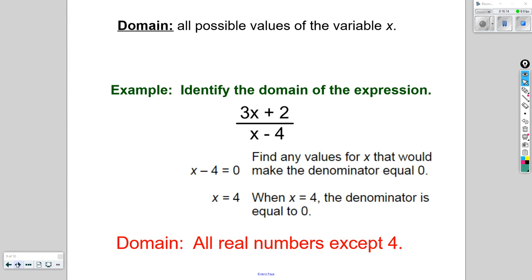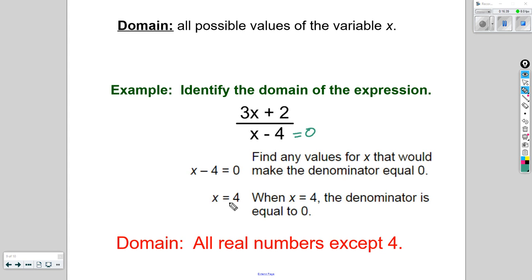So the domain would be all the possible values that we could plug in and actually get an output value. So if we take a look at the example 3x plus 2 over x minus 4, there's one value that we wouldn't be able to plug in, and we could find that value by just setting the denominator equal to 0 and solving, and we get x equals 4. So the domain is all real numbers except for 4.